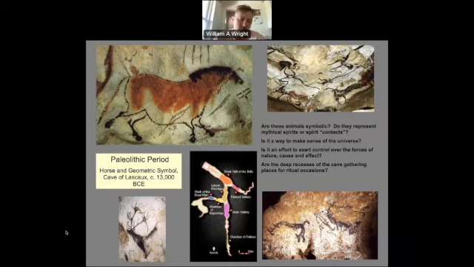And we should also remember none of these people were sitting around wondering why time is counting down. No, they had their own definitions of time and all that stuff. But in any case, when we look at the Lascaux Cave, are these animals symbolic? What do they represent? Are they mythical spirits, or is it spirit context? Is it a way to make sense of the world? Is it an effort to exert control over nature? Is it cause and effect? Are the deep recesses of the cave a gathering place for some ritual occasion? These are all very spiritual answers to the potential reasons for the creation of the Lascaux Cave.